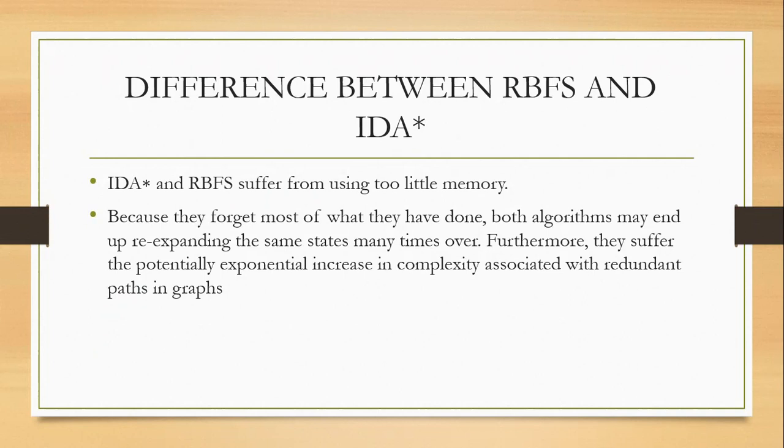IDA star and RBFS suffer from using little memory because they forget most of what they have done. Both algorithms will end up re-expanding the states many times over. So this is the major difference between RBFS and IDA star.